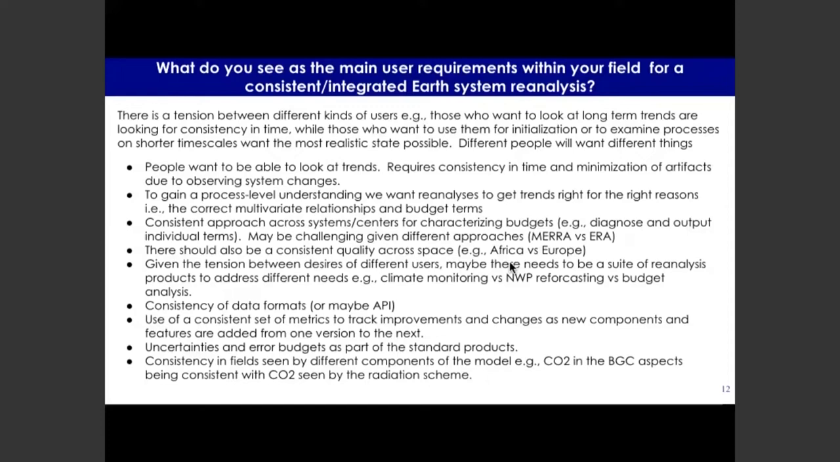Any further points on this topic? Okay, Cecile, I think you can go ahead.